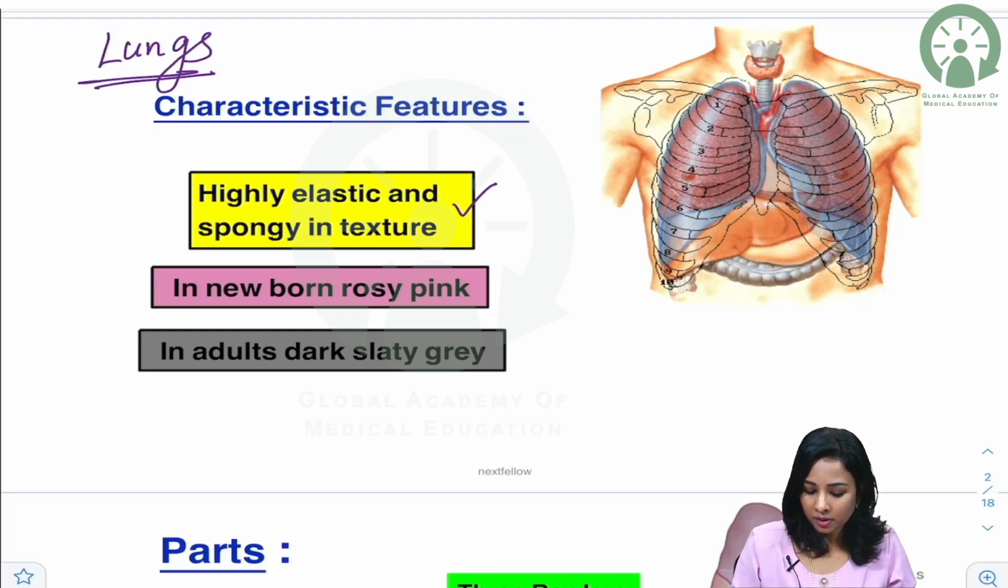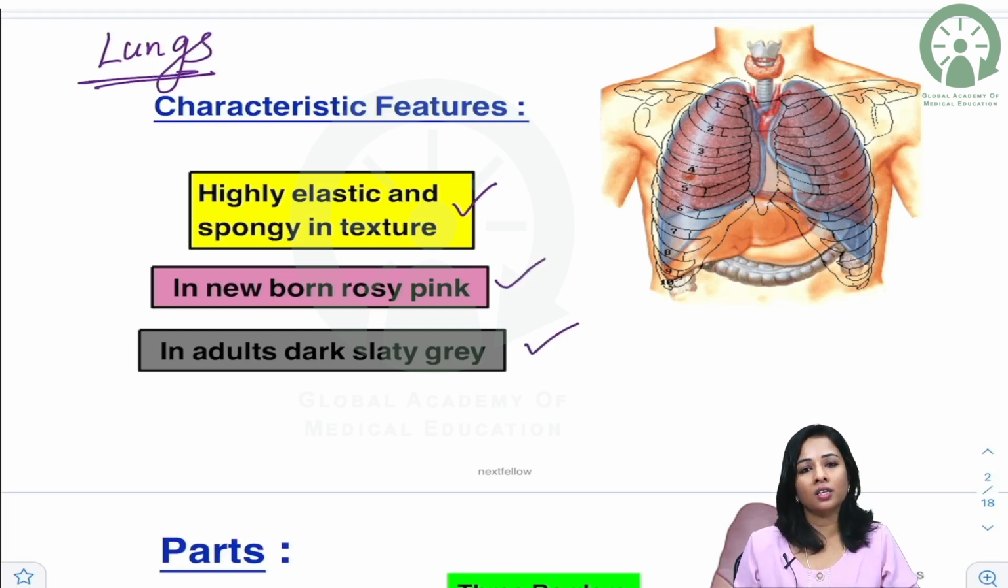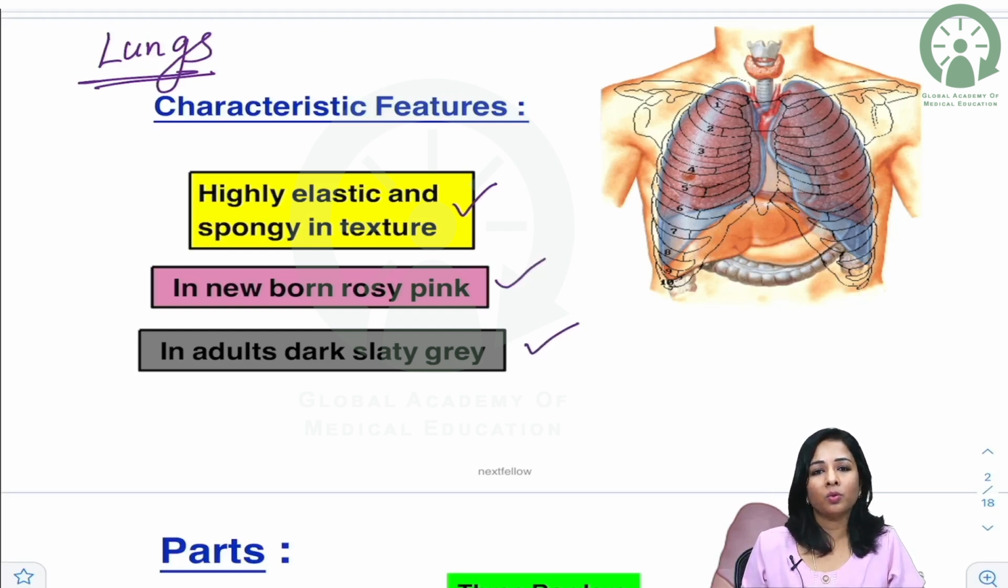And at birth the lungs are rosy pink in color, and in adults it is dark slaty gray because it is deposited by the carbon particles because of the pollution we inhale every day.